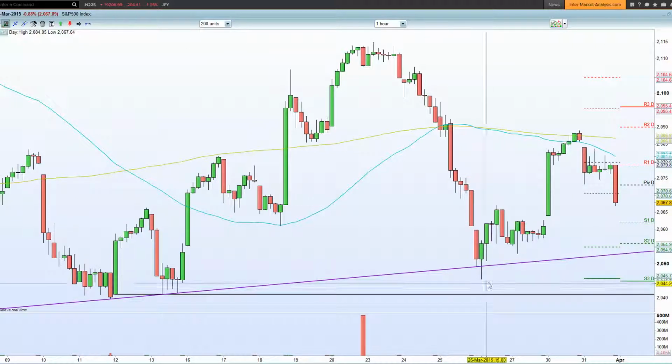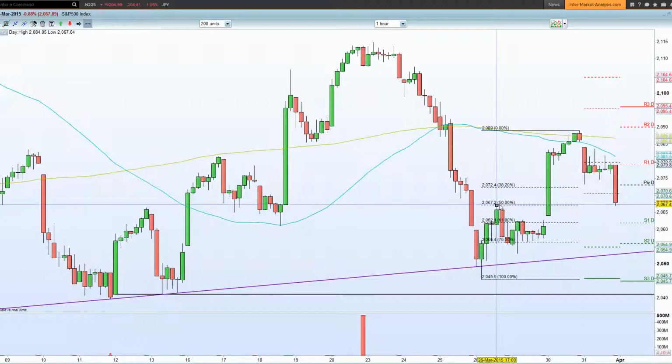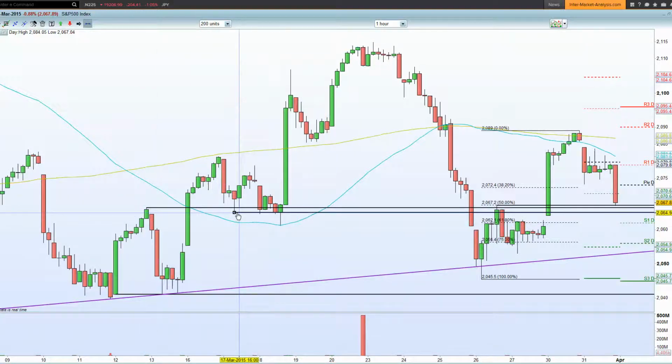Now, given the fact that we've pushed back now into the 50% fib, also previous resistance equals support, we also have previous resistance equals support here, and we have another multiple array of support. So there's a lot of support for the S&P 500 on this 60-minute chart.